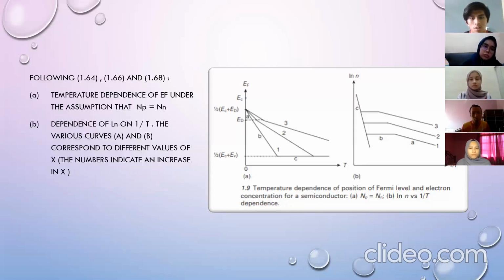For graph B, which explains the dependence of ln N over 1 over T, which is temperature, there are 3 types of lines which correspond to different values of X, where X is the concentration of neutral donors or charged donors.